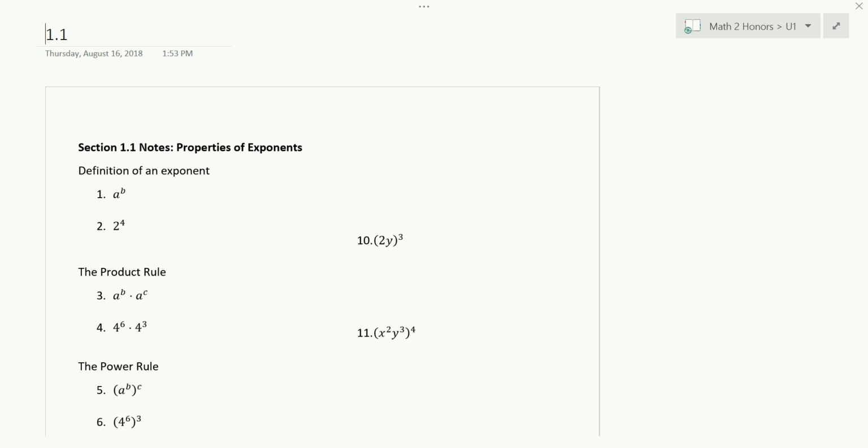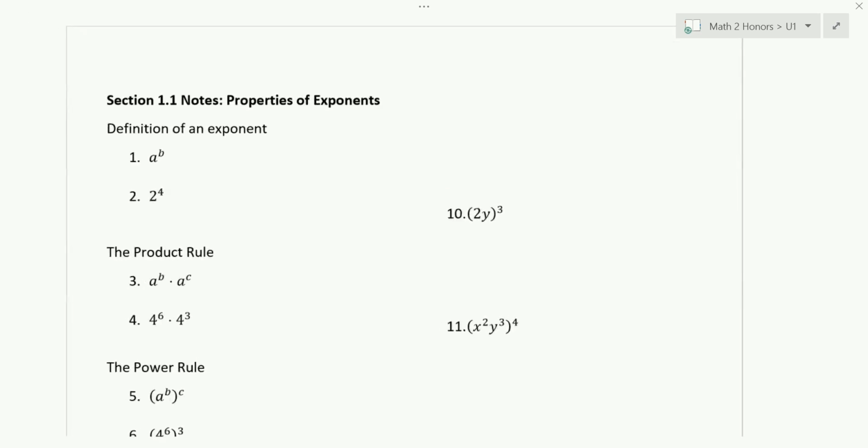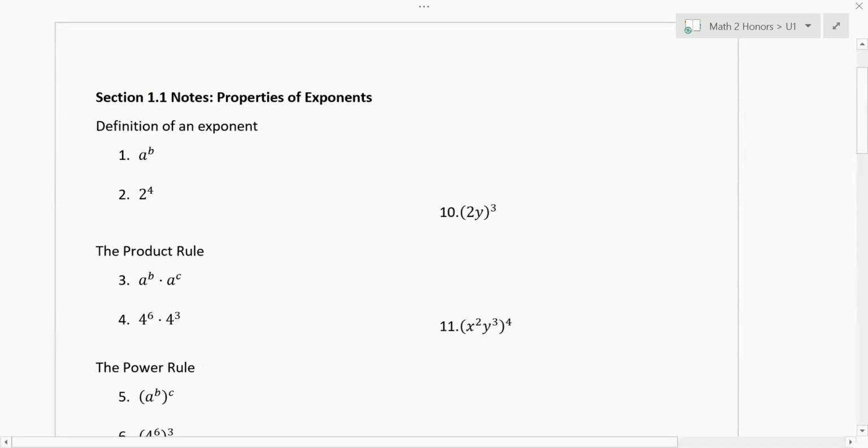Okay, so everybody should see this. It says section 1.1 notes, properties for exponents. And we're first going to just talk a little bit about what an exponent is. And we're going to look at two rules that I want you to know. You may have been exposed to these rules before, but the product rule and the power rule are important to know how to use and when to use them.